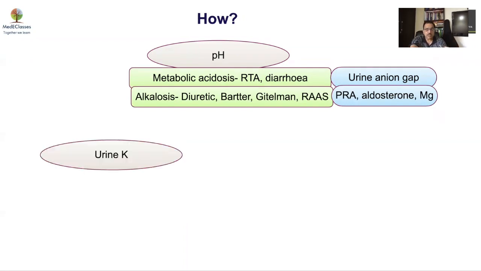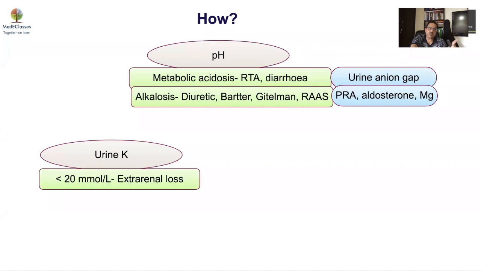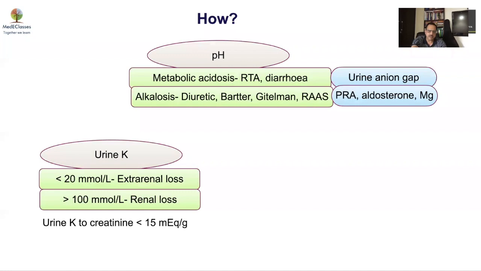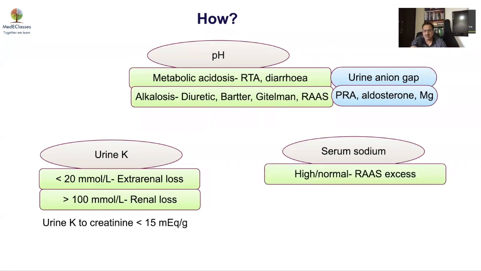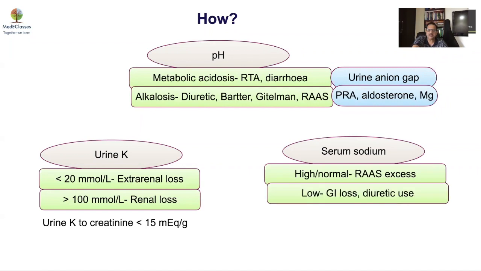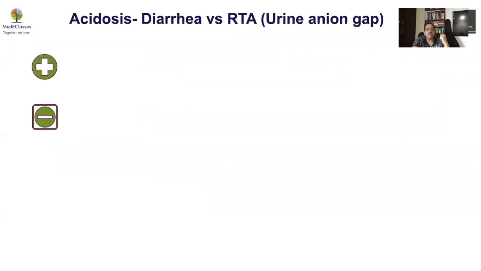Look at urinary potassium. If your urinary potassium is low with hypokalemia, it's extrarenal. More than 100, it is typically renal. You can also use a urinary potassium to creatinine ratio. Serum sodium level, if it's high or normal, it is RAAS excess. If low, it means that you're losing it either through the gut or the diuretic. So this becomes important. Mainly you're looking at sodium, urinary anion gap, pH, urinary potassium, and magnesium level.